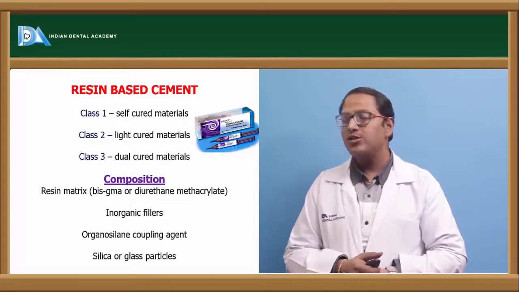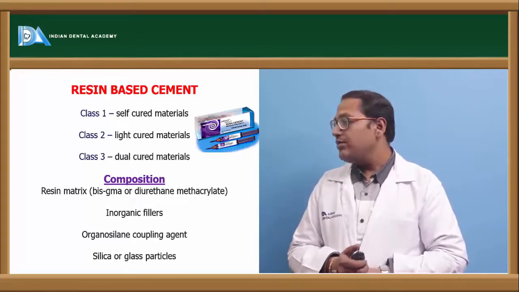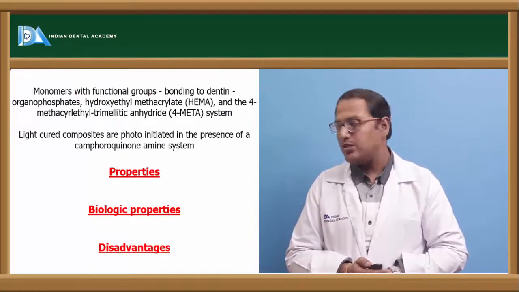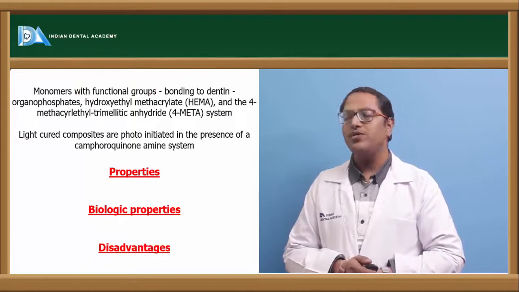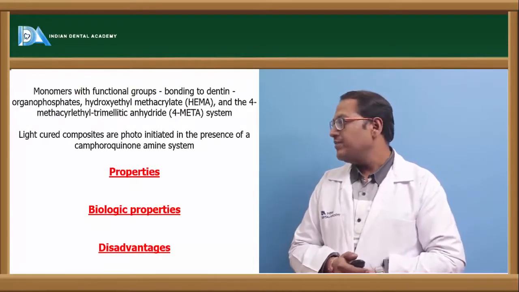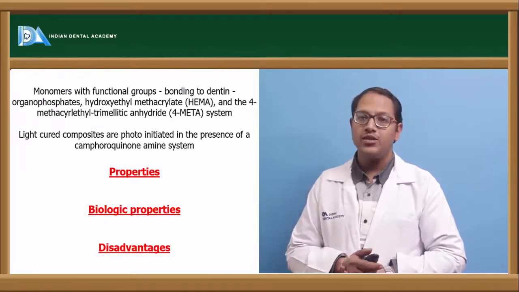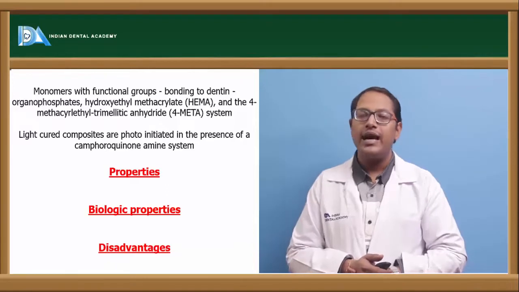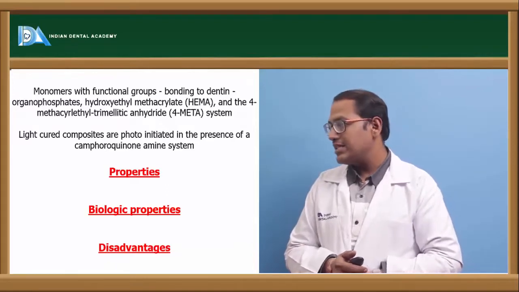We'll have some organosilicon coupling agents. We have silane coupling agents. We have silica or glass particles to give strength to the matrix. Monomers with functional groups for bonding to the dentine, organophosphates, hydroxyethyl methacrylate like we spoke before, HEMA, and 4-methacryloxyethyl trimellitate anhydride, that is the 4-META system.